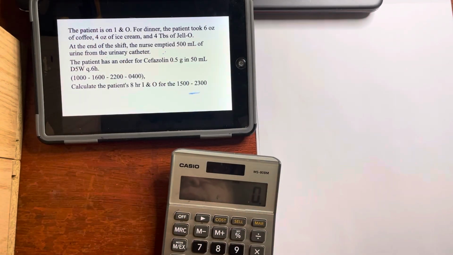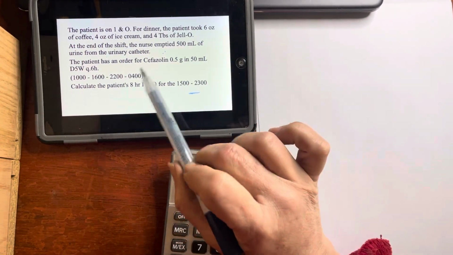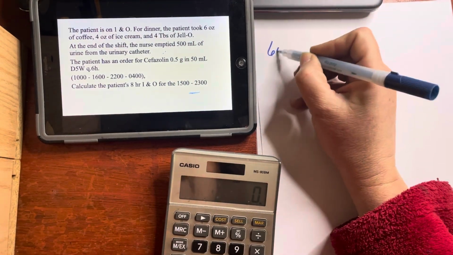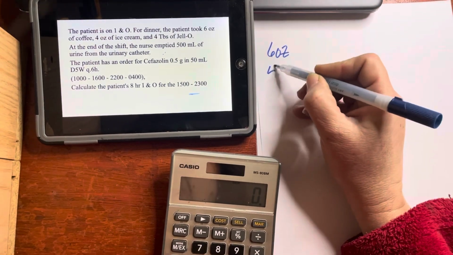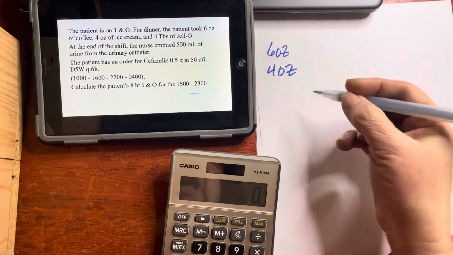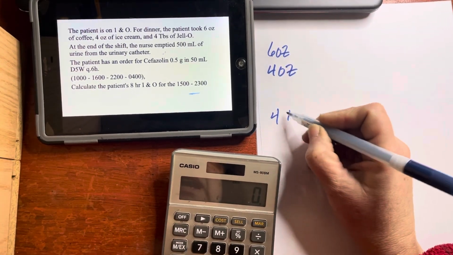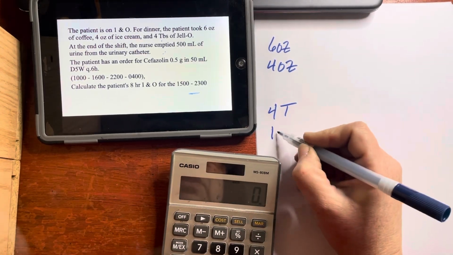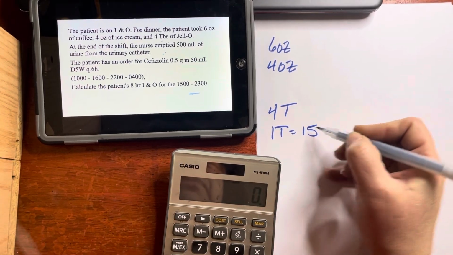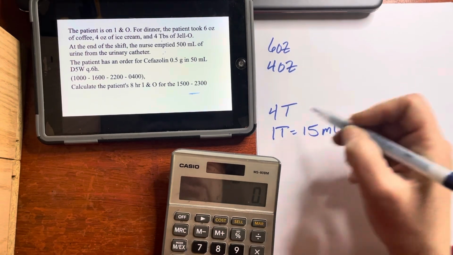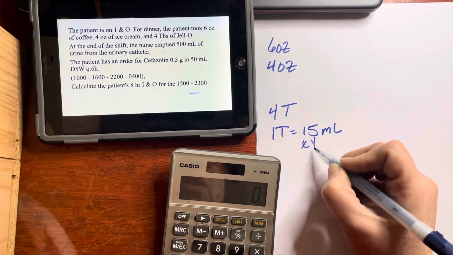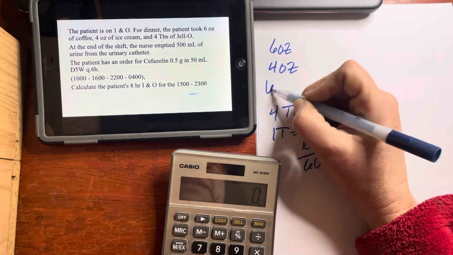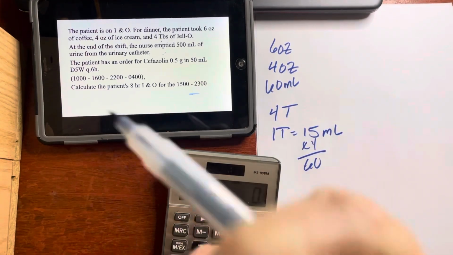Let's do this next one. The patient is on I&O, and for dinner, the patient took 6 ounces of coffee, 4 ounces of ice cream, and 4 tablespoons. You see tablespoons. You have to know that 1 tablespoon is 15 mLs. And so if we multiply 15 times 4, we'll get 60. So we have to add 60 mLs up here.